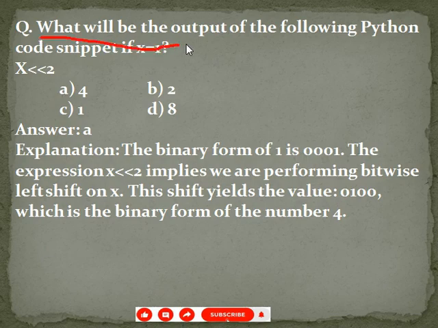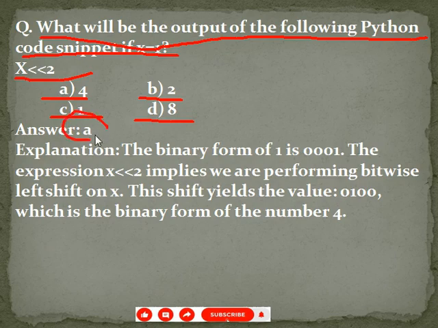What will be the output of the following Python code if x equals 1? See here the expression x << 2. So here given options are option A 4, option B 2, option C 1, option D 8. So here correct answer is option A 4.